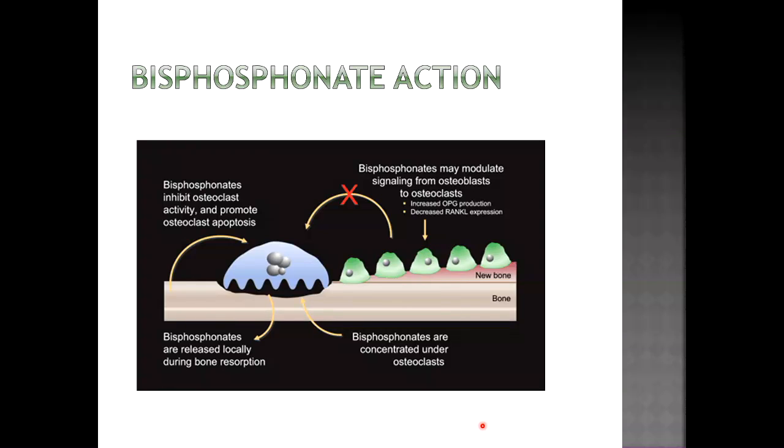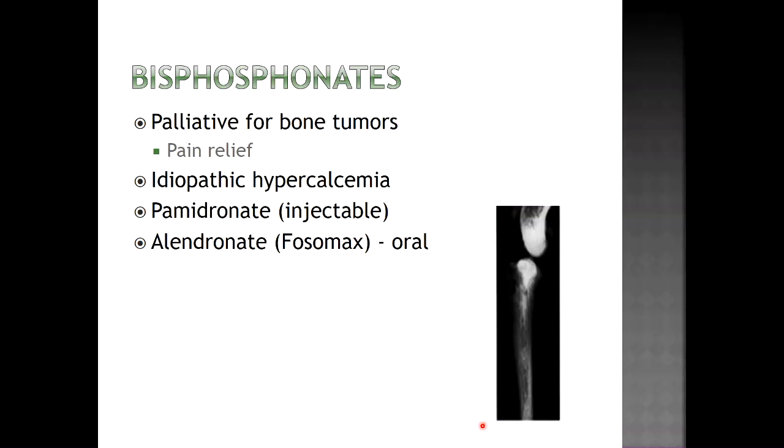Okay, so bisphosphonates are very potent in inhibiting osteoclast activity, and they actually promote apoptosis, which is why you can give them every month, because the effect of them lasts a long time. And they're very, very potent. Here we go. Alendronate Fosamax orally, pamidronate injectably, and again, palliative for bone tumors.